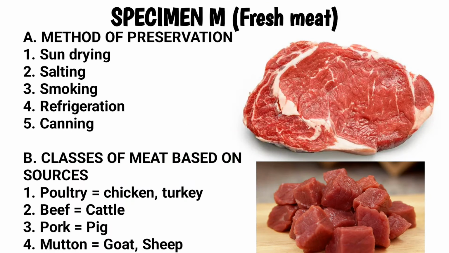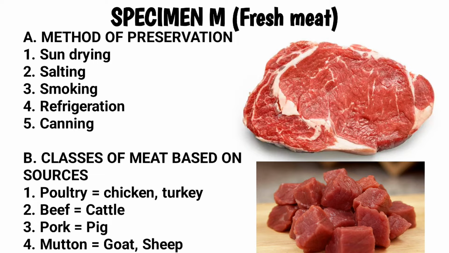So moving on, specimen M is fresh meat. The first question you could be asked is, what is preservation? So preservation is the act or process involved in preventing the growth of microorganisms or preventing agricultural products from spoilage.